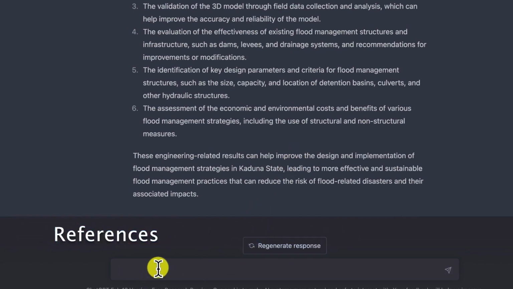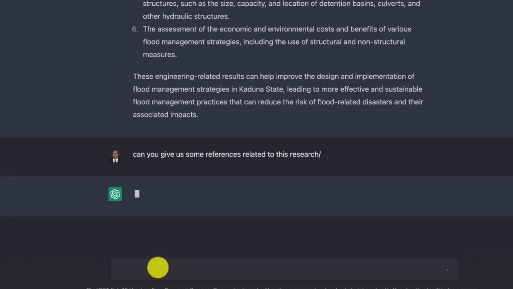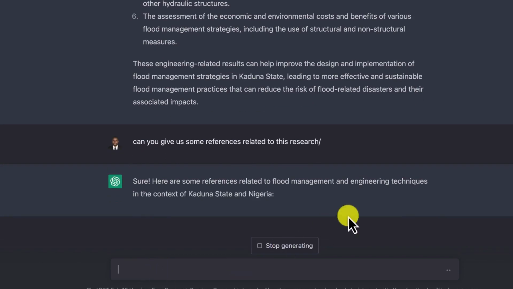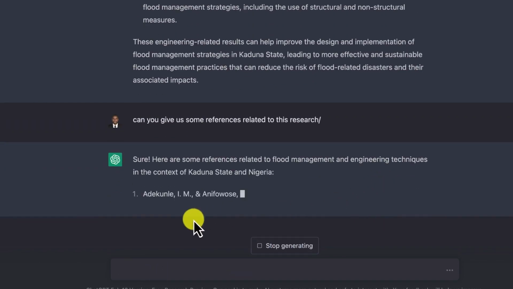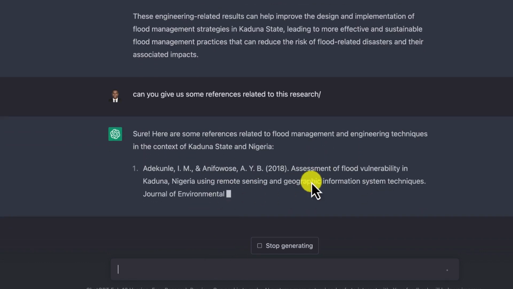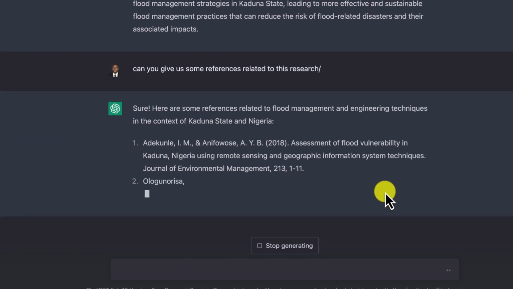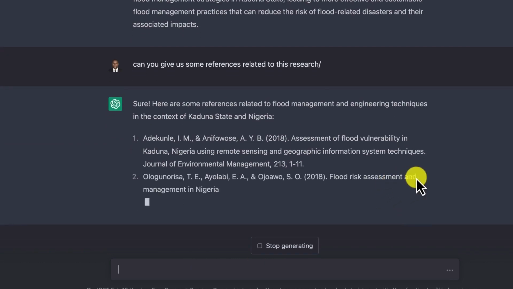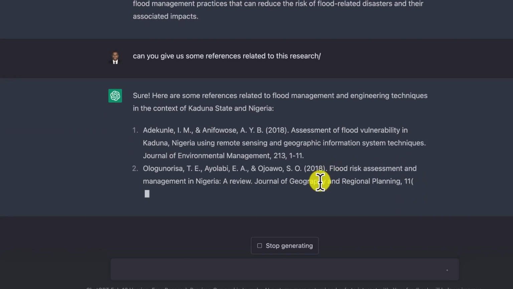Can you give us some references based on what we have talked about, or that can be relevant to this research that we're going to conduct? Can you give us some references related to this research? Sure, here are some references related to flood management and engineering techniques in the context of Kaduna State and Nigeria. So you can see adequately this 2018. You can see it is giving us some references. Okay, so you just go ahead. Ologuno Risa 2018, you can see it's just giving us references.